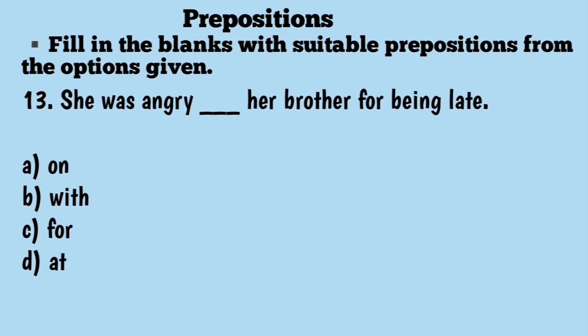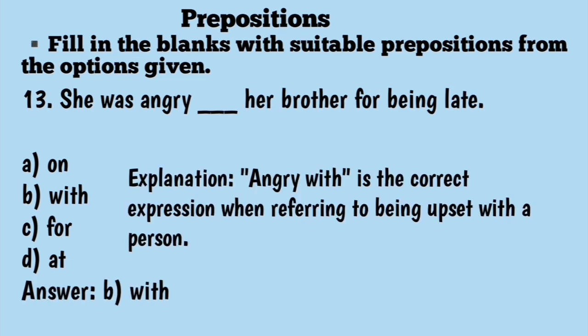Next, she was angry dash her brother for being late. Option A on, option B with, option C for, option D at. Answer is option B with. Angry with is the correct expression when referring to being upset with a person.